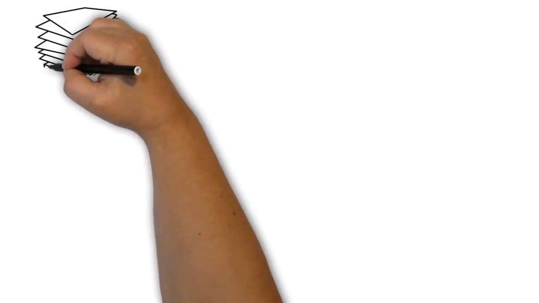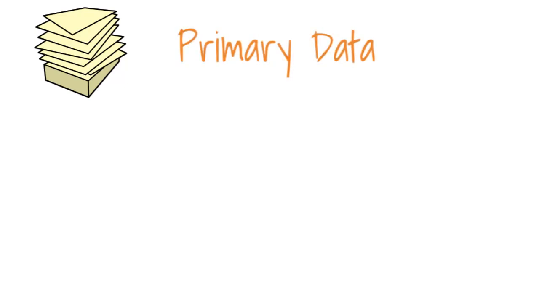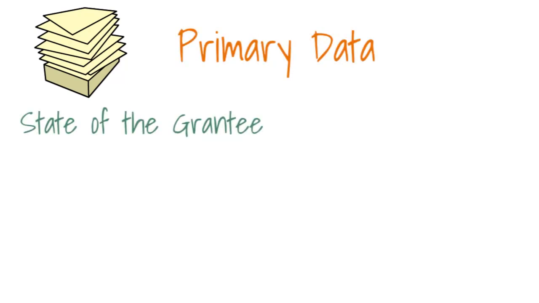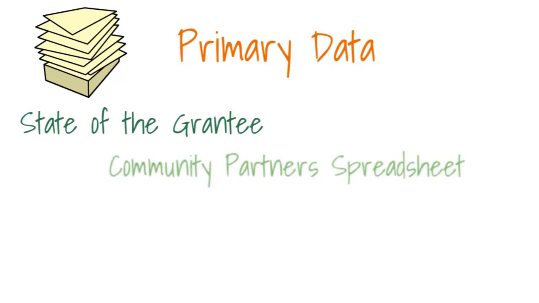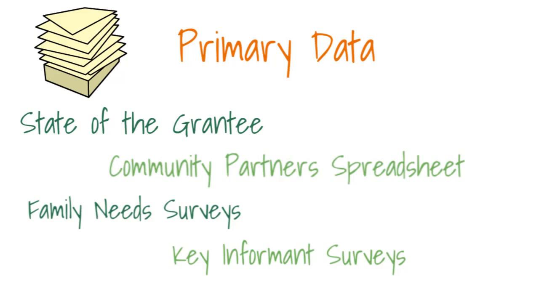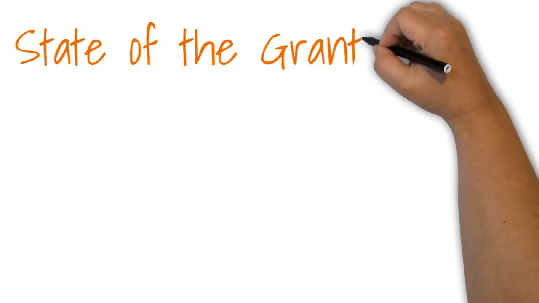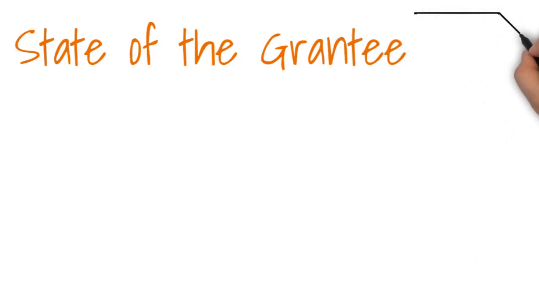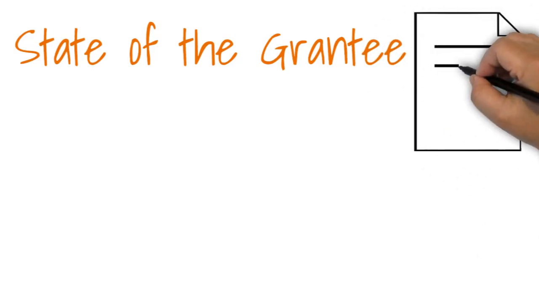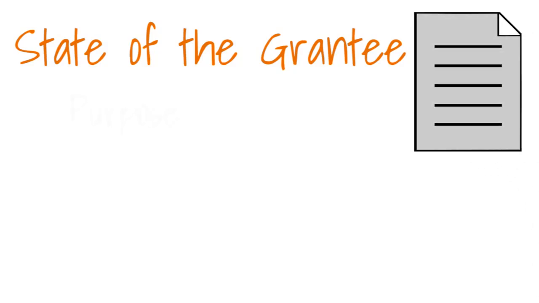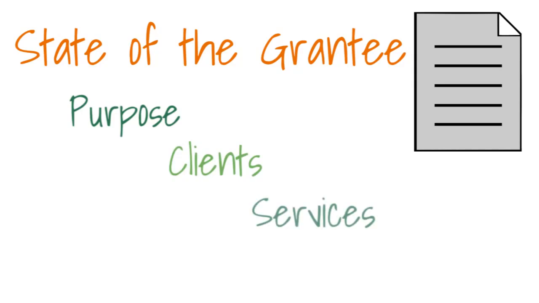In our community assessments, there are several sets of program-related information and primary data we gather. These include the state of the grantee, community partners spreadsheet, and responses to family needs surveys and key informant surveys. The state of the grantee is a brief statement that you write to offer the community assessment reader a snapshot of your program. It's not long, not more than a page, and it gives some context for the purpose of your organization, who you serve, what services you offer, and why your program exists.